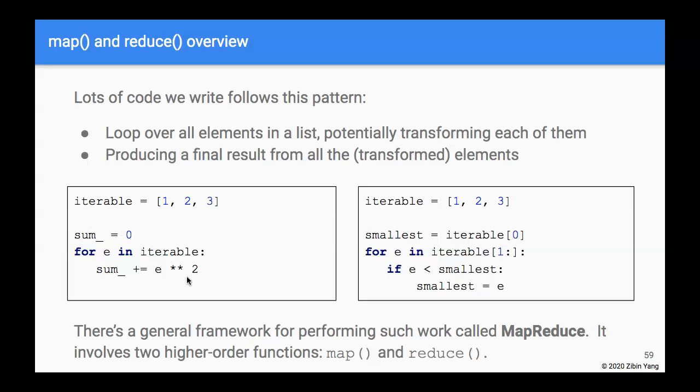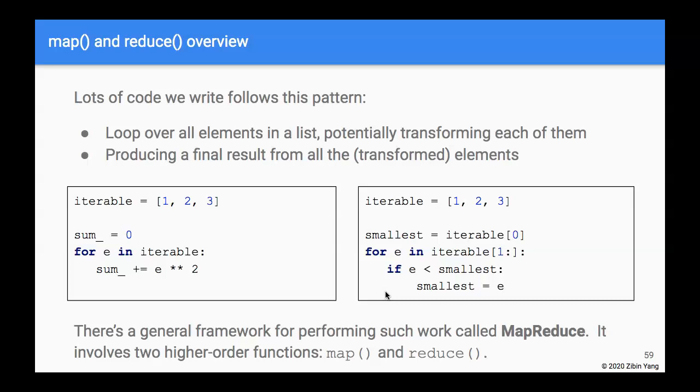So for example, here is a code snippet that, given a list of numbers, would take the square of each of the elements in that list, and then sum up all the squares of the elements in the list. The second example here is again given a list of numbers. Now it doesn't quite transform each of the elements. However, it does produce one final output, which is the smallest element in the given list.